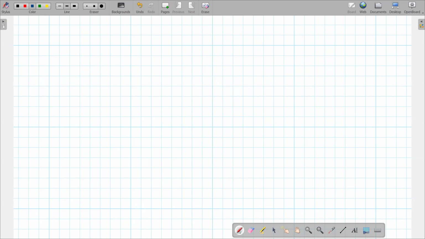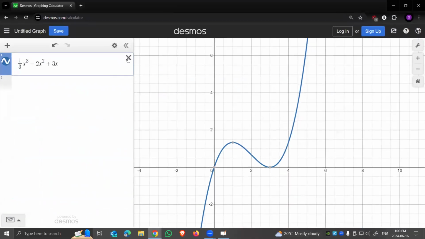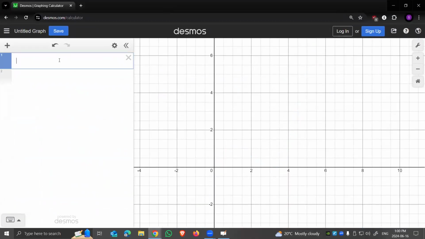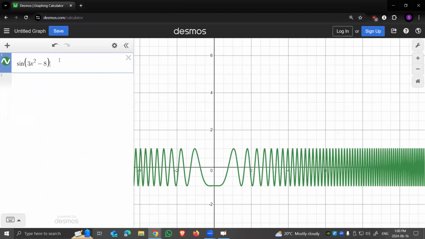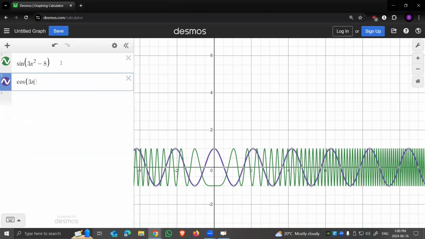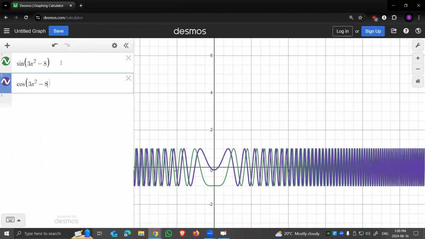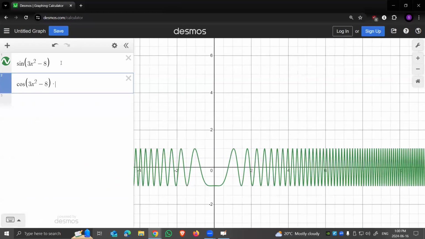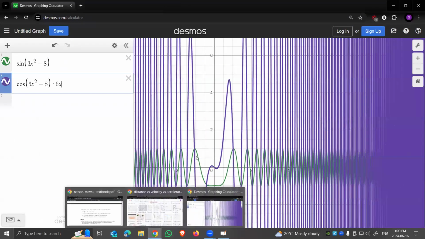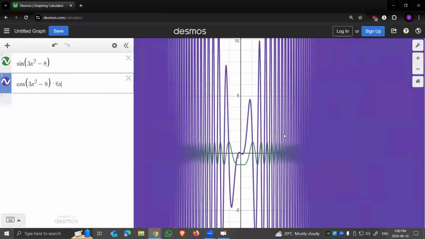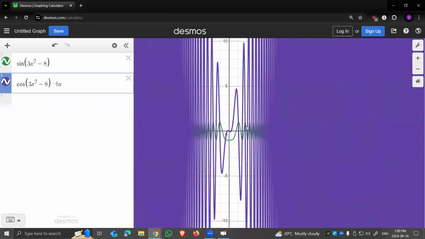Well, just for your curiosity, I'll show you this. Let's say our distance function is sine of 3x squared minus 8. The derivative of this, our velocity function, will be cosine of that thing, and then you have to use the chain rule, so times 6x. So look at that. The purple one is the slope function for the green line.